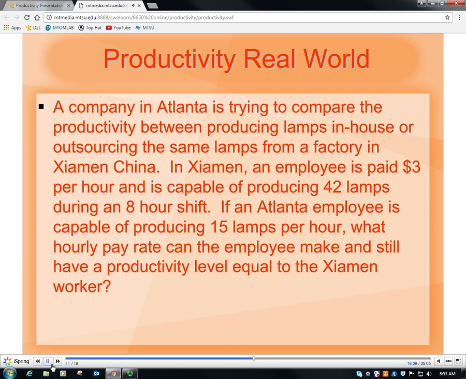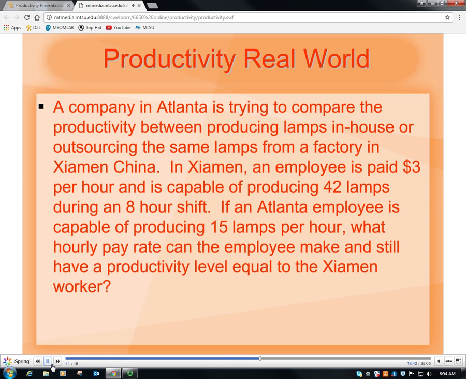So let's go back to the problem that we started with. We had this productivity question for the real world. A company in Atlanta is trying to compare the productivity between producing lamps in-house or outsourcing the same lamp from a factory in Xiamen, China. In Xiamen, an employee is paid $3 an hour and is capable of producing 42 lamps during an 8-hour shift. I think we have all the information that we need for Xiamen. If in Atlanta an employee is capable of producing 15 lamps per hour, what hourly rate can the employee make and still have a productivity level equal to the Xiamen worker?